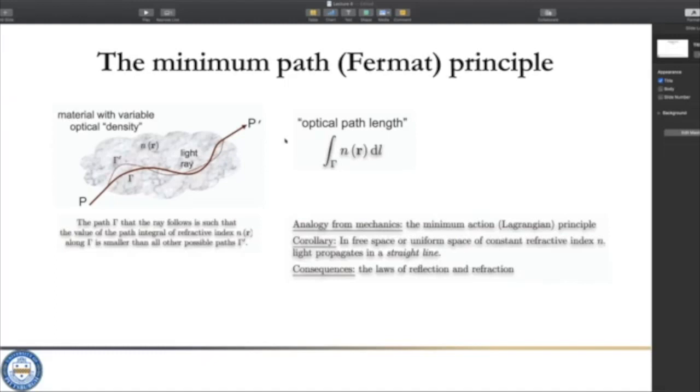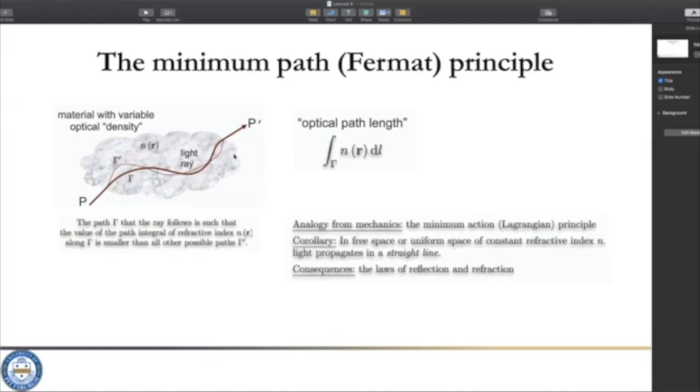And so you see here two different paths. One is gamma and one is gamma prime, going through some medium with some refractive index n of r. And we see that the integral of n of r along the path, which is the solid line, is smaller than along gamma prime. I'm just saying out of these two paths, if it is smaller along gamma, it will follow gamma rather than gamma prime.